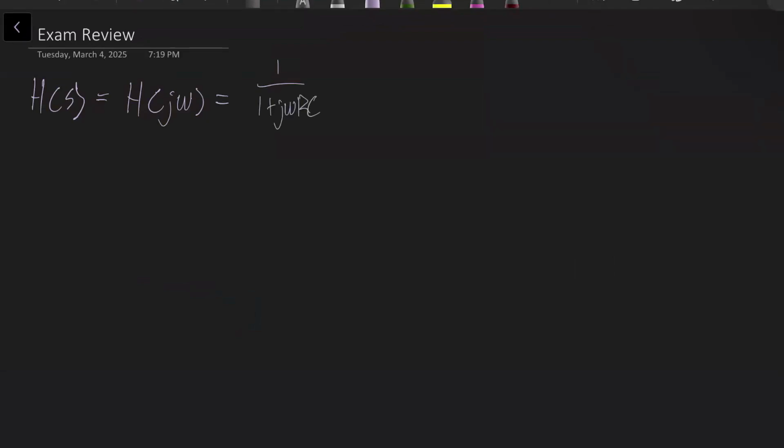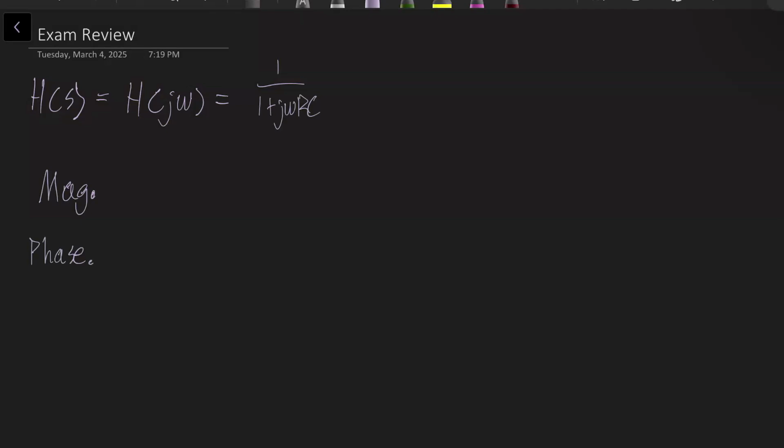All right, so for Bode plots, you're going to have your transfer function, H of s, which you can also write as H of j omega. I'm just going to use a fairly simple and generic one here, but it's going to be something along the lines of 1 over 1 plus j omega RC, right? So what we need to find here when we're looking for Bode plots is magnitude and phase.